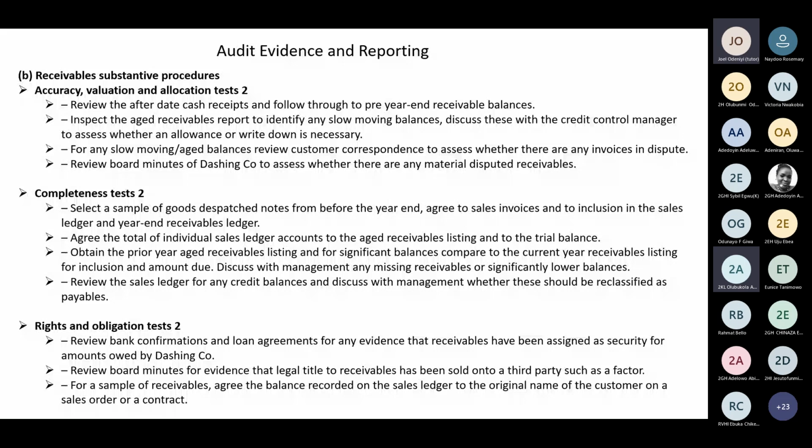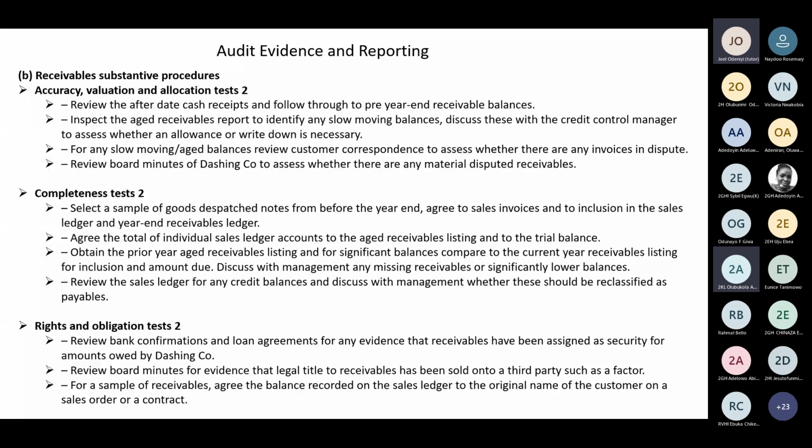Review the sales ledger for any credit balances and discuss with management whether these should be reclassified as payables. This is another very good procedure because most times in practice, when you look at a company's receivables ledger, you will see some balances that have moved from debit to credit. It now shows that you are owing the customer, right? In that case, you need to discuss whether or not those need to be reclassified to accounts payable.